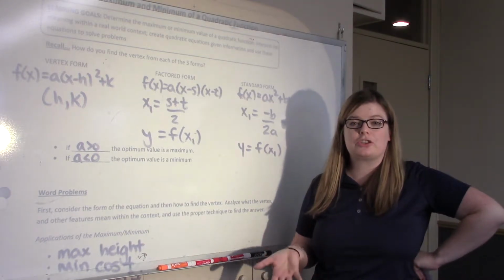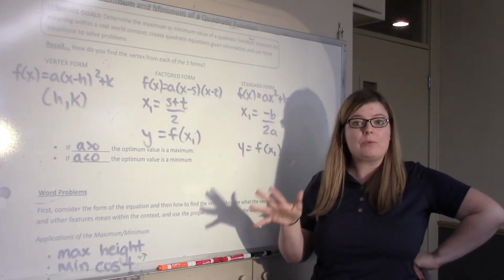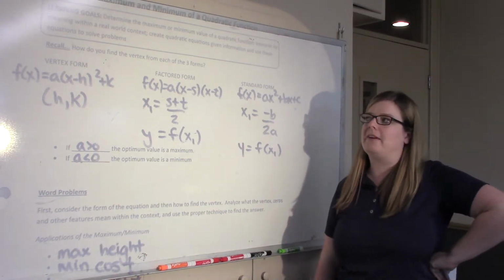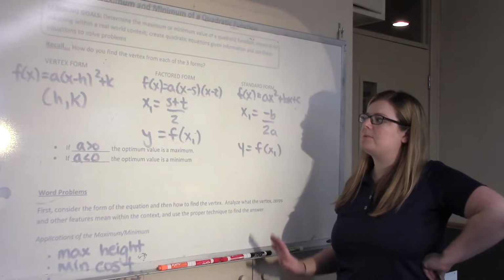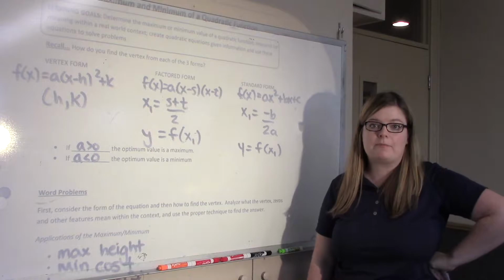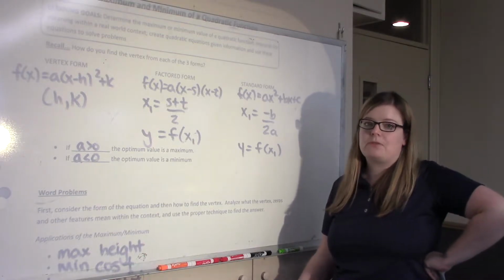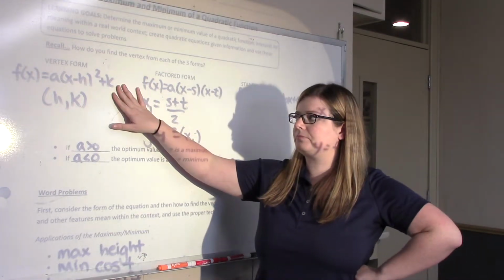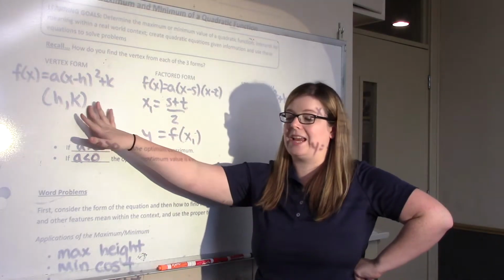You really need to make sure you understand these examples, rewatch them if you need to, and note any questions you might have as we go along. So first we have to remind ourselves, how do we find the vertex from any of the three forms of a quadratic? So we've done this before, but just so you have it on this note, from vertex form, it's given to you as h, k.